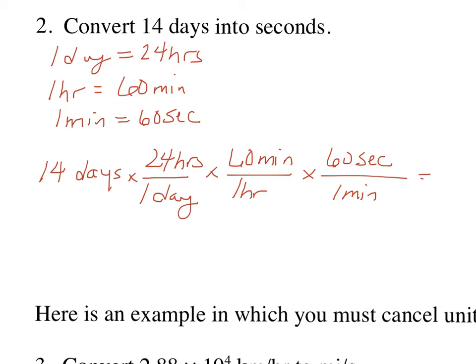So again, to do the math, I'm going to take 14 days, multiply by 24, divide by 1. Multiply by 60, divide by 1. Multiply by 60 again, divide by 1. And your final answer is going to be huge. So it'll be 1.2 times 10 to the 6th seconds. And that's just rounded. It's a lot of seconds.